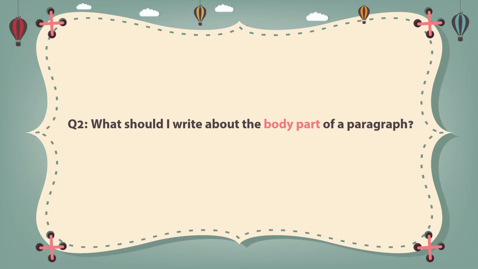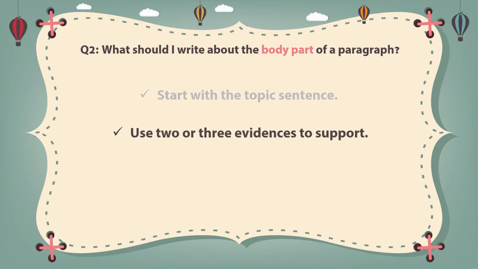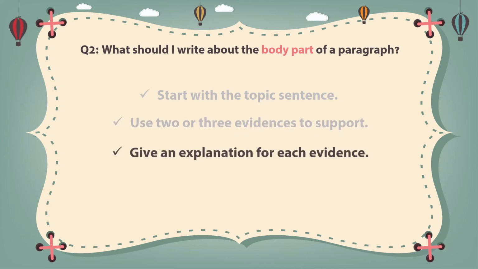What should I write? When you develop that idea, you should, again, start with the topic sentence that already shows what idea you're going to talk about. After that, you should use 2 or 3 evidences that will support your idea or your argument. And for each one of those evidences, you should give an explanation. So you've mentioned evidence and explanation. What do they refer to?